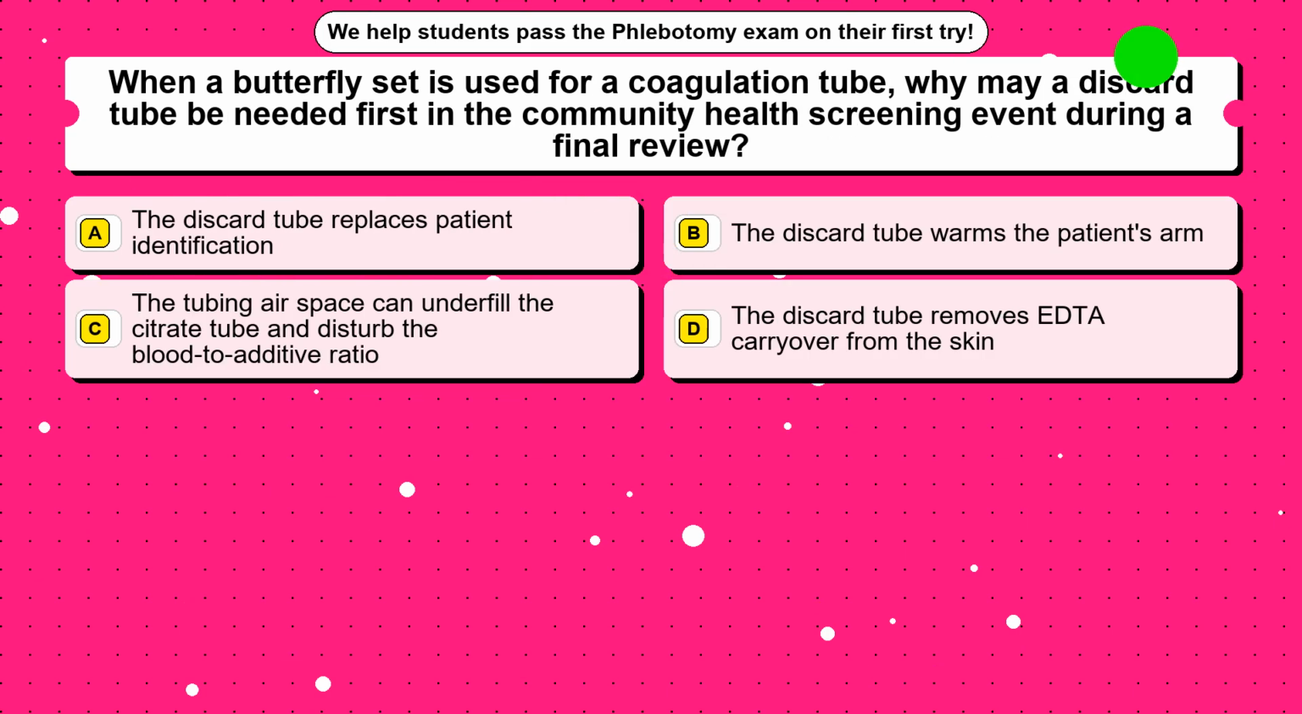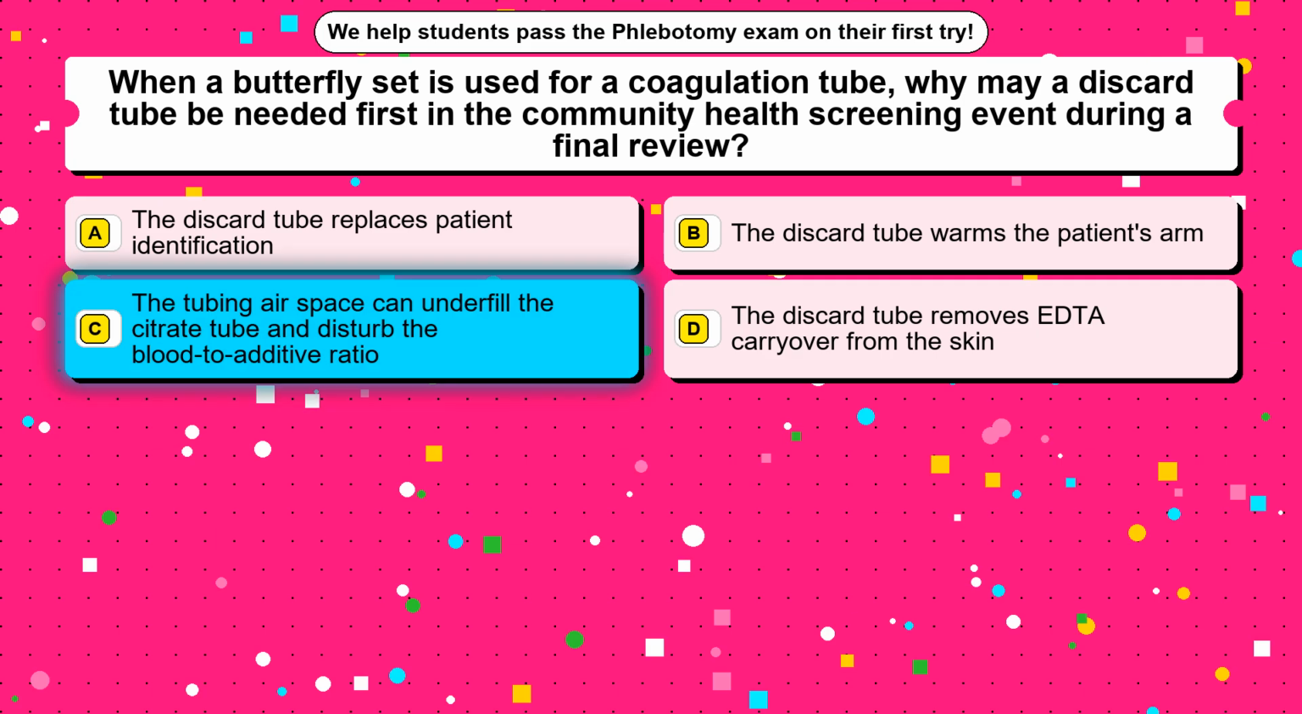Question 36. When a butterfly set is used for a coagulation tube, why may a discard tube be needed first in the community health screening event during a final review? Option A. The discard tube replaces patient identification. Option B. The discard tube warms the patient's arm. Option C. The tubing airspace can underfill the citrate tube and disturb the blood to additive ratio. Option D. The discard tube removes EDTA carryover from the skin.